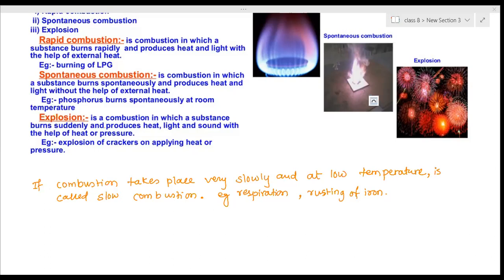Now next is flame. Flame, what do you mean by flame? Here, you can see flame everywhere. This is also a flame. This is also a flame. This is also a flame. What do you mean by flame?